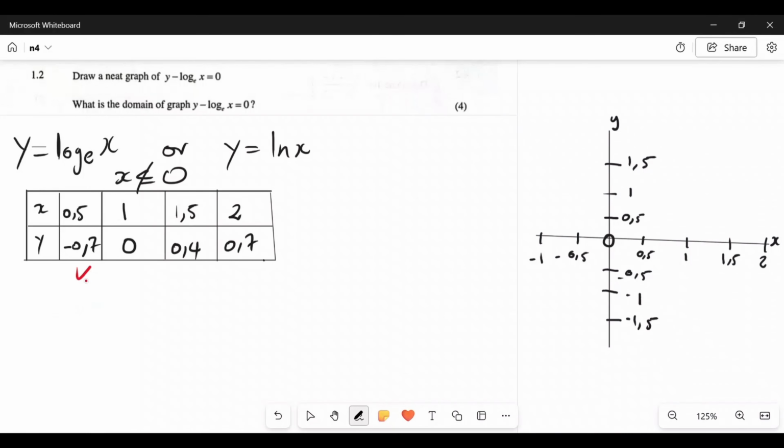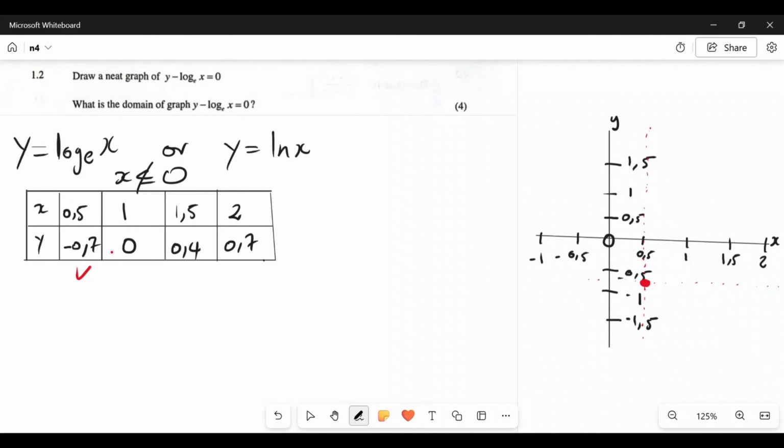Here's our first point. When x is 0.5, our y is negative 0.7. Now, 0.5 for x is here. You take your ruler and draw a straight line. Then again, you take a ruler and draw a line from negative 0.7. Negative 0.7 on the y-axis does not show on our Cartesian plane, but you know that negative 0.7 is between negative 0.5 and negative 1. So in the middle there, we draw a horizontal line. Where they meet, that is going to be our point.